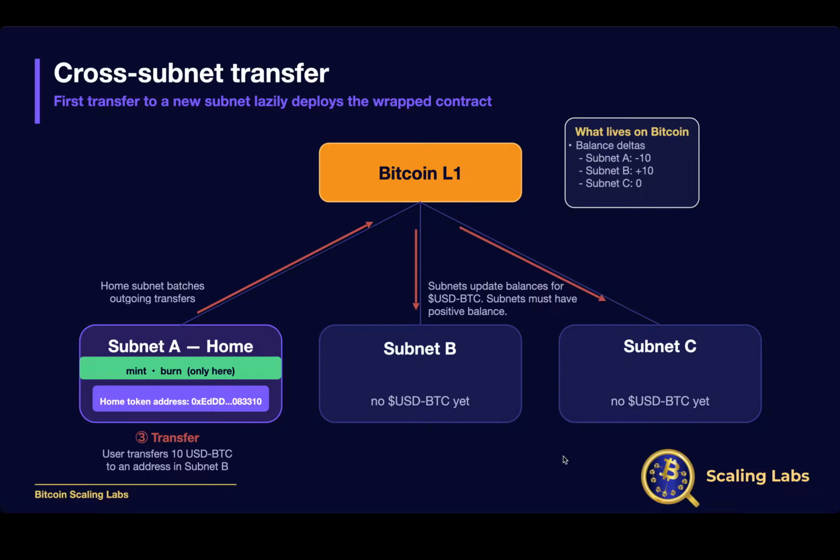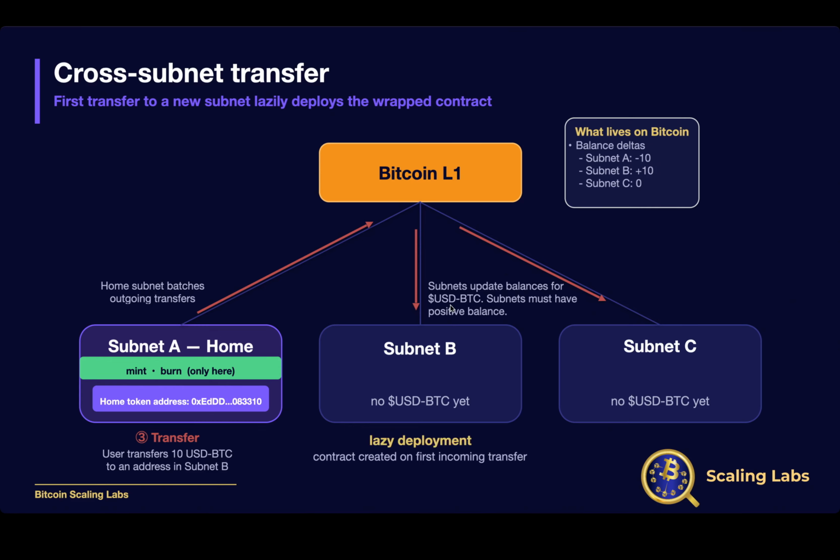Once this message is finalized, like before, the validators of all other subnets are monitoring. They obtain this message, they verify its correctness, and they update the balances. The invariant here is that all subnets must have positive balances on the tokens. If that's not the case, the validators simply ignore the message on the Bitcoin L1.